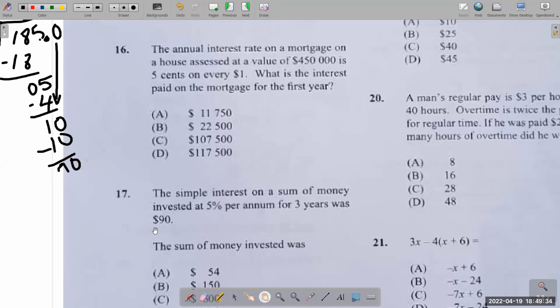Guys, give me some feedback. Let's go. You can't see the question.